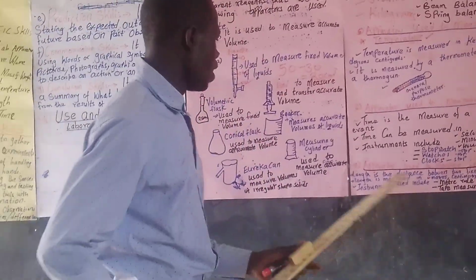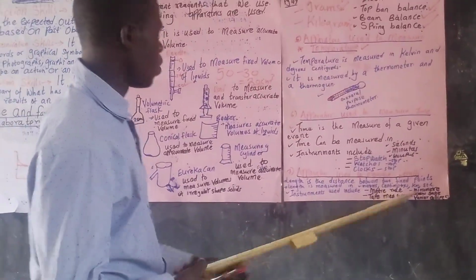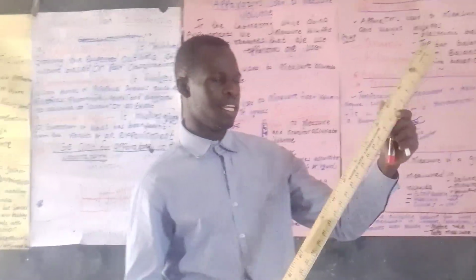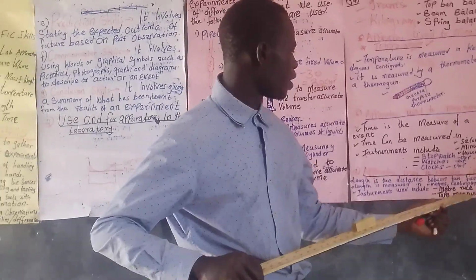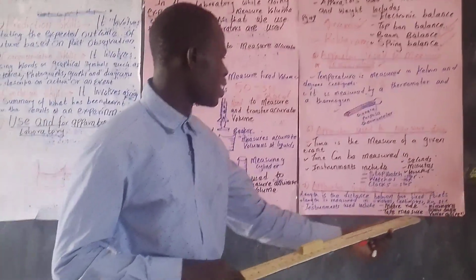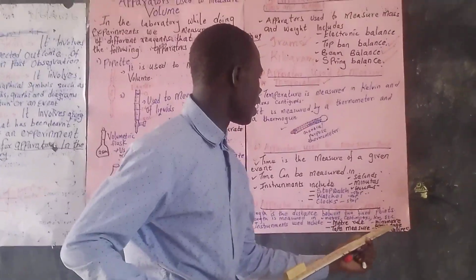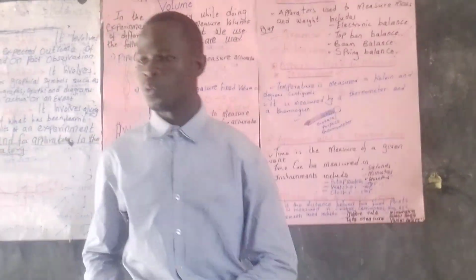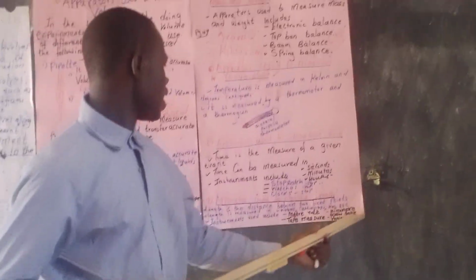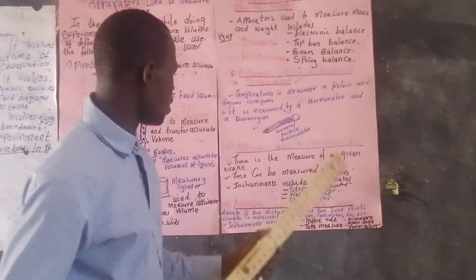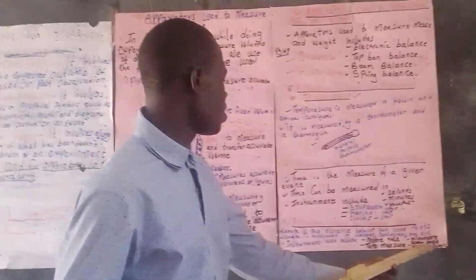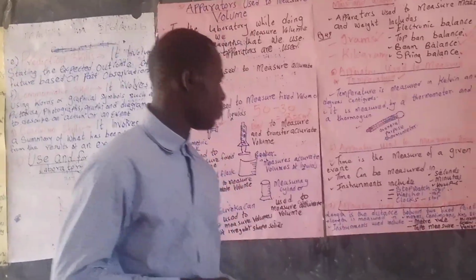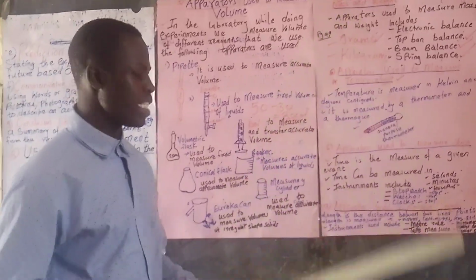Now, instruments that we use include what we call a meter rule. This is an example of a meter rule, students. It's the one that we can use to measure length. We have what we call a tape measure. We have the micrometer screw gauge. It is in our textbook. We can go there and look for the image of the micrometer screw gauge, so that you can master and know how it is used. We have what we call vernier calipers. So we have the micrometer screw gauge, vernier calipers, tape measure, and meter rule.